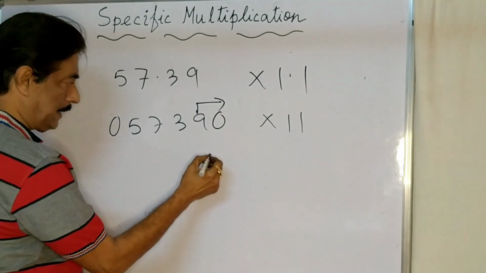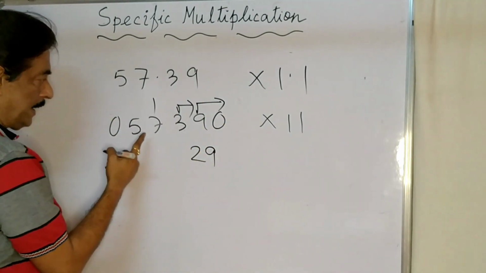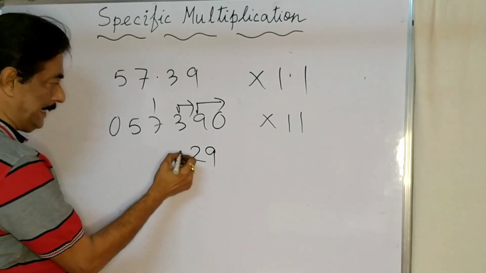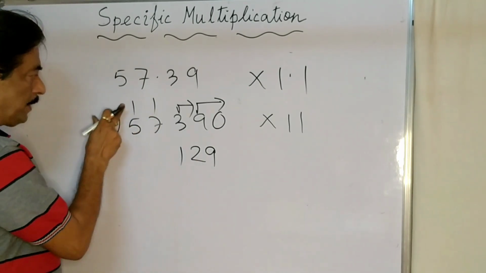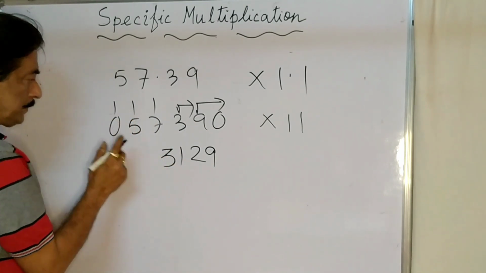9 plus 0 is a 9. 3 plus 9, 12, 2, carry 1. 7 plus 1, 8. 8 plus 3, 11, 1, carry 1. 5, 1, 6. 6 plus 7, 13, 3, carry 1. 1 plus 5 is 6.